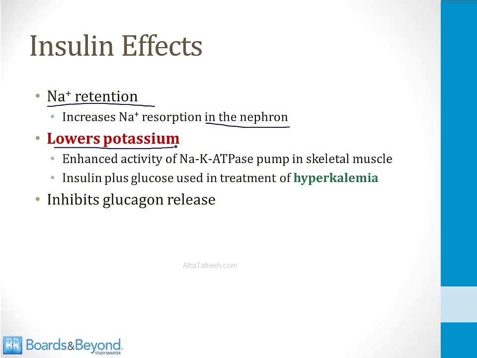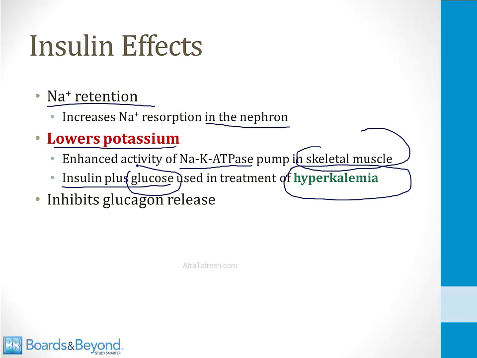It also lowers potassium. It enhances the activity of sodium-potassium ATPase pumps in skeletal muscle. This will bring more potassium into skeletal muscle cells and lower the serum potassium level. This is the reason that insulin together with glucose is used in the treatment of hyperkalemia. When patients have dangerous or life-threatening high potassium levels, you can administer insulin and the potassium level will fall. You also administer glucose at the same time so that you don't accidentally make the patient hypoglycemic and cause a seizure.